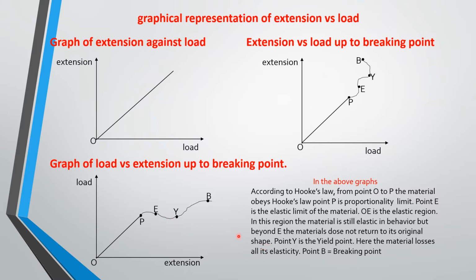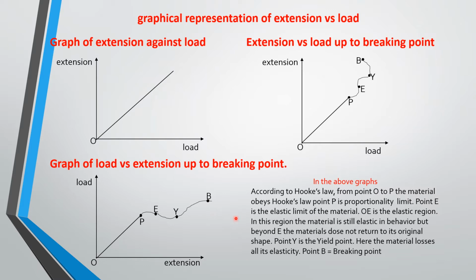Point Y is the yield point. At this point, the material has lost all its elasticity, so it cannot go back. Then point B is the breaking point. This means that with any further application of force, the material will just snap and break up.